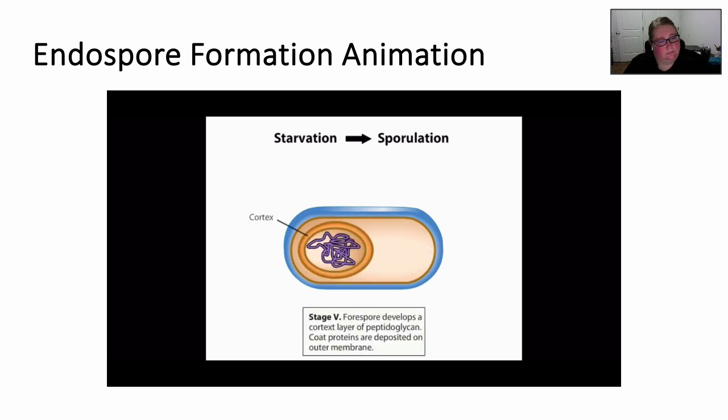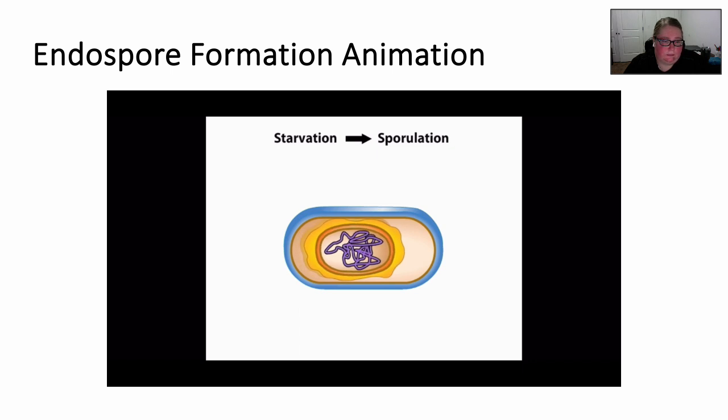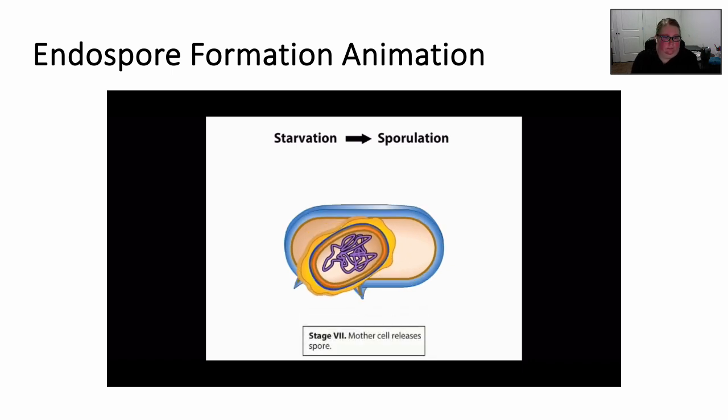A cortex, made up of a thick peptidoglycan layer, is placed between the two membranes surrounding the forespore. This cortex will be important in providing heat resistance and maintaining dormancy to the spore. Layers of coat proteins are deposited on the outer membrane. In the next stage, dipicolinic acid and calcium are incorporated into the spore. Dipicolinic acid is important in maintaining dormancy and in promoting spore dehydration, a characteristic that makes a spore heat resistant. The mother cell, now called a sporangium, dies and releases the mature spore.